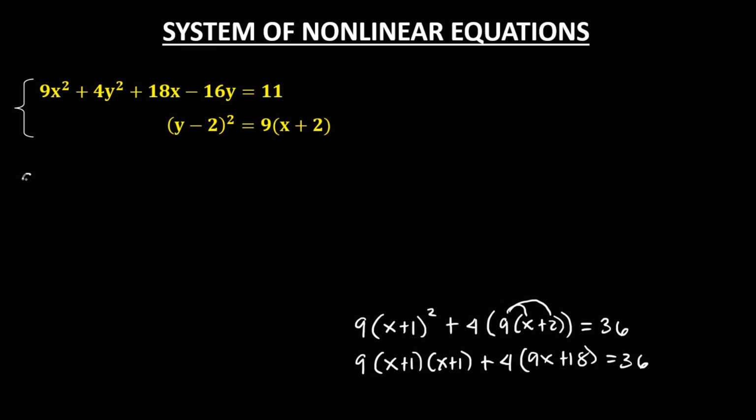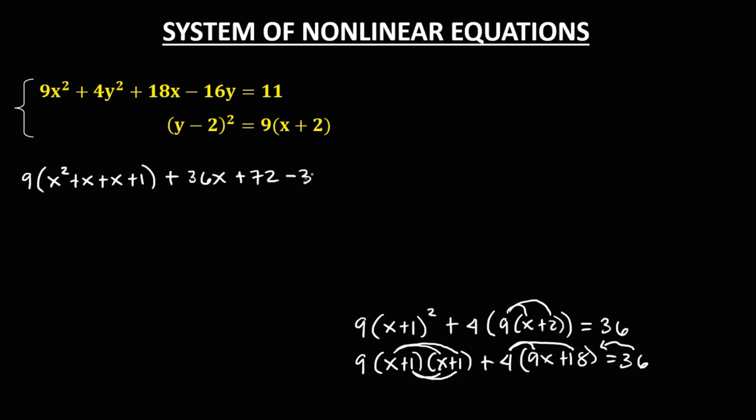Then simplify, so we have 9 times x times x, that's x squared. Then x times 1, that's x, so plus x. And 1 times x, so this one is positive x. And 1 times 1, that's 1. Then plus this 4 times 9x, that's 36x. And 4 times 18, that's 72. So plus 72, then transpose, this positive 36 becomes negative 36, then equals 0.